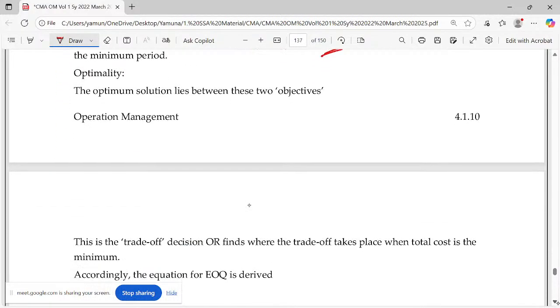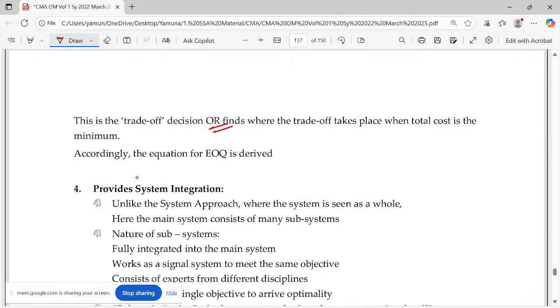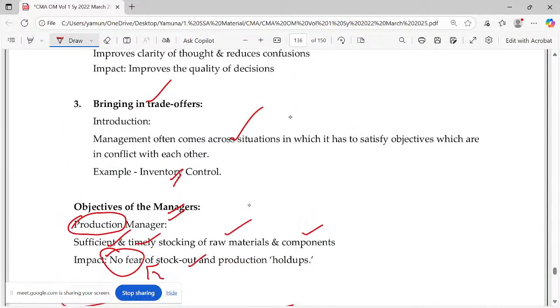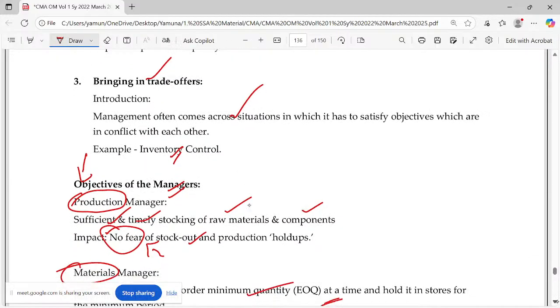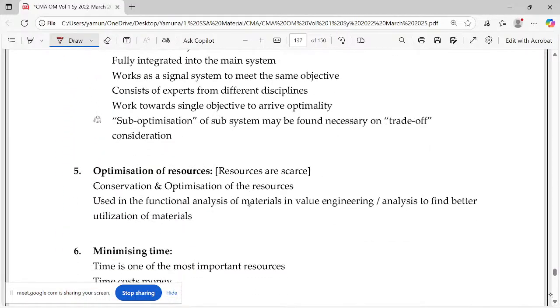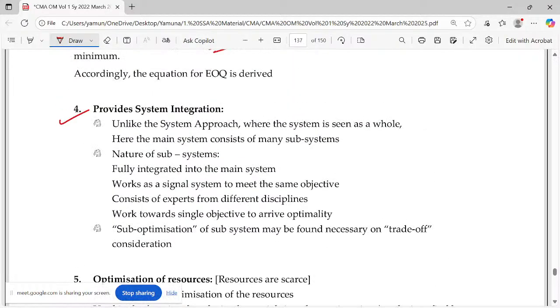Then again the trade-offs will be there. Next, the fourth point, so that's coming up below the third point. I'm sorry for that, there's a small misalignment. So the fourth point: provide system integration. So what type of approach?